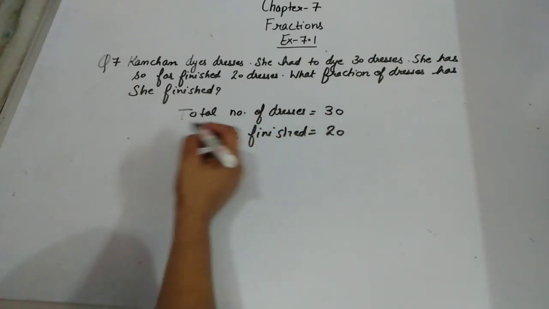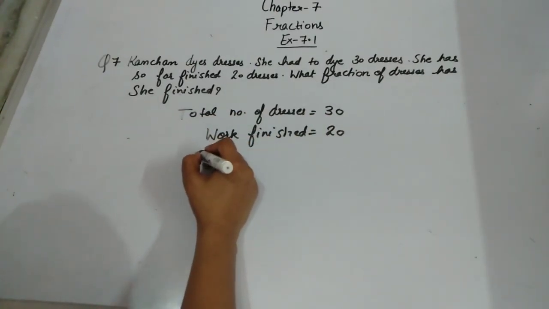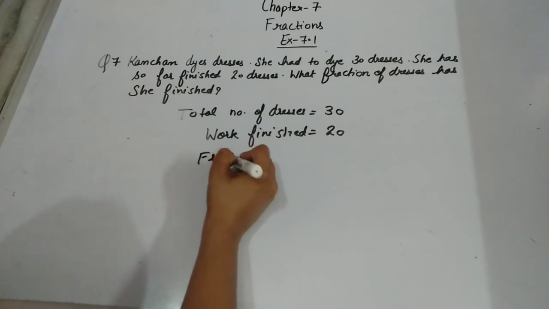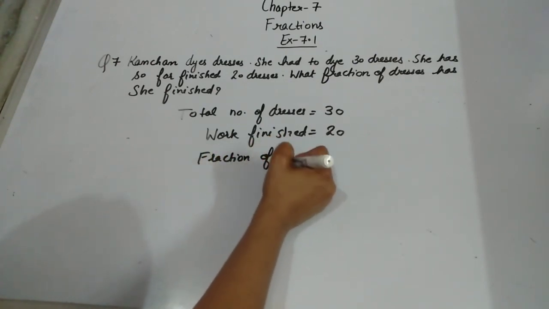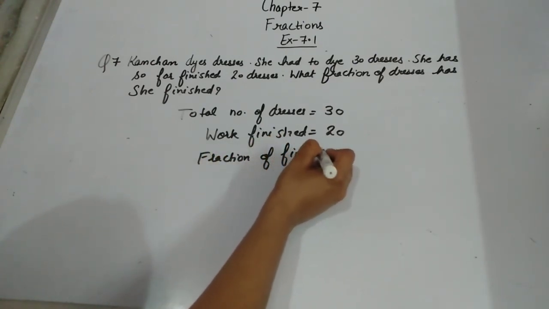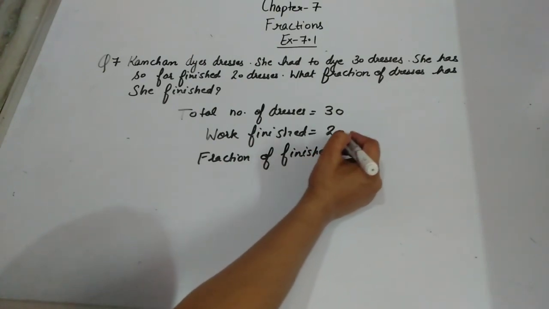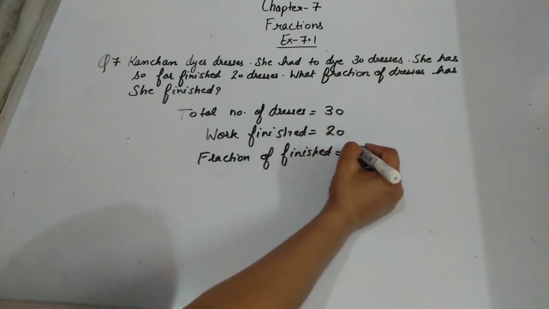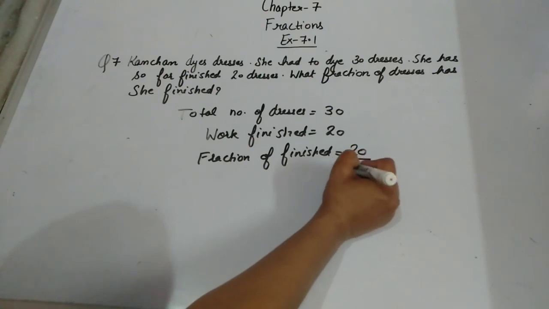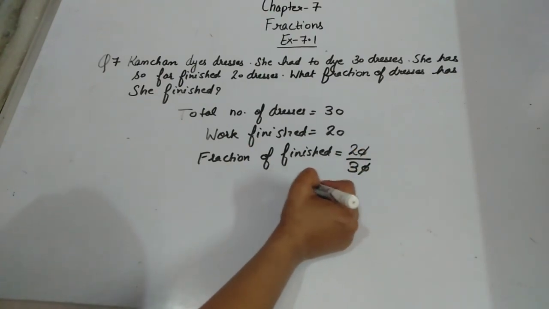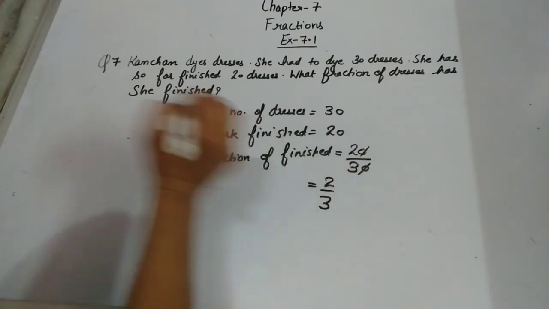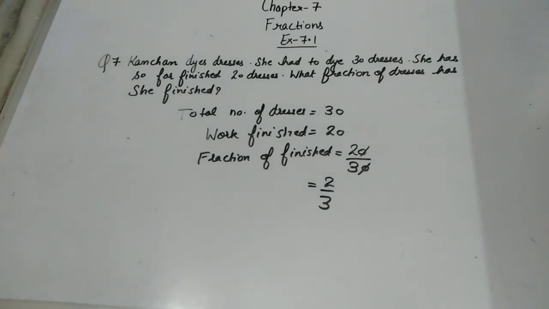What fraction of dresses has she finished? So the fraction of finished work. The fraction you have to find out is always taken on top, and the total number goes in the denominator. So 20 upon 30, you will get 2 by 3. So she has finished 2 by 3 fraction. Is this clear? So let us move on to question number 8.